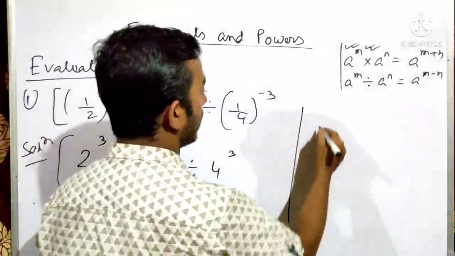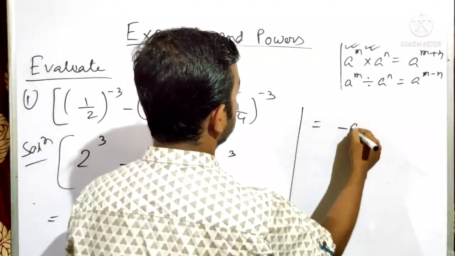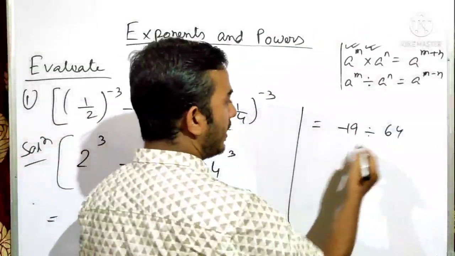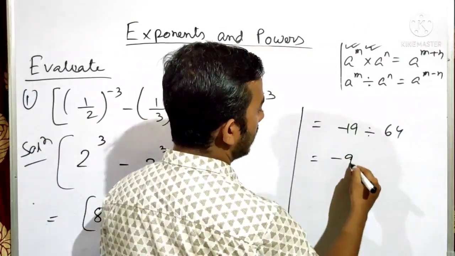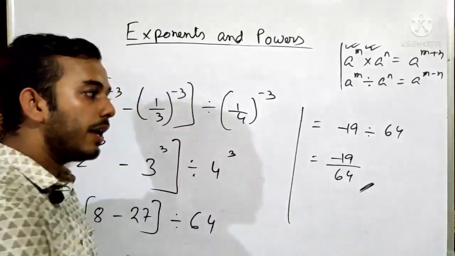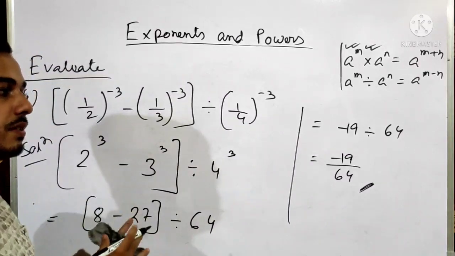Minus 19, so it will be minus 19 divided by 64. So now minus 19 divided by 64 equals what? Minus 19 divided by 64. So this is the simplest form. Clear? So very easy question, isn't it?